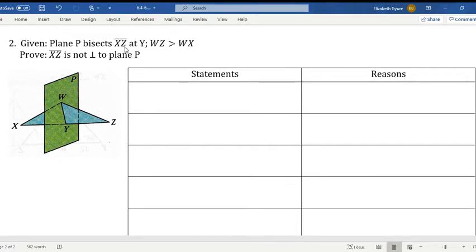We want to prove that this is not perpendicular. So obviously, you can always throw your given in there first, but I would like to take a look at our picture before we do too much with filling in the actual proof. So does anyone see? Think about the theorems we just discussed. Any ideas of some information we could use here and maybe tie in our side angle side or side side side inequality theorems?